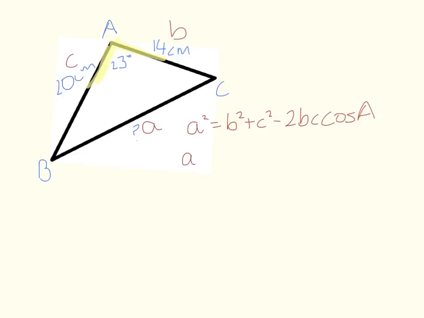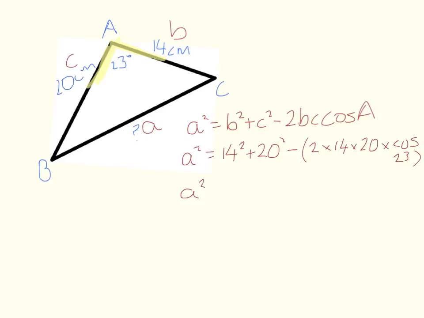Okay, so A squared equals 14 squared plus 20 squared, take away, and this term I would very much advise you to put in a bracket, 2 times 14 times 20, multiplied by cos of 23. I've not got a space, so I'll just do it down here. Cos of 23.